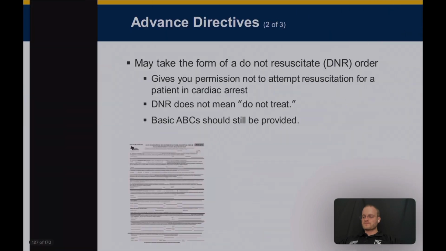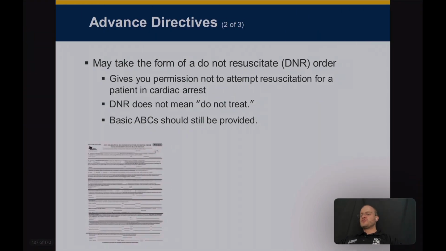And so a do not resuscitate order, a DNR order, gives you permission to not attempt resuscitation for a patient in cardiac arrest. So typically this has to have the patient or a proxy's signature. It's signed by 2 physicians. It's a standardized form in the state of Texas. It looks like this. And so every hospice patient will have this.